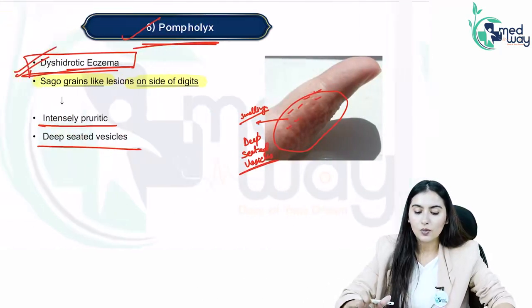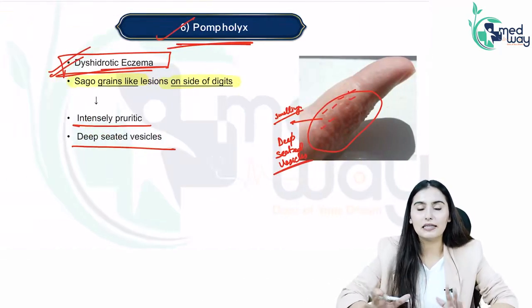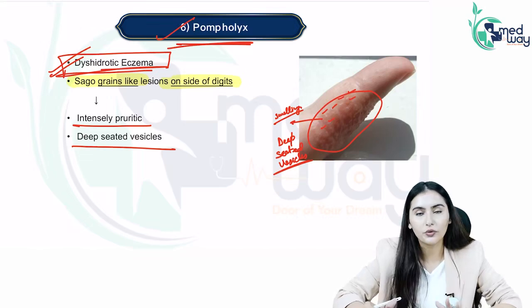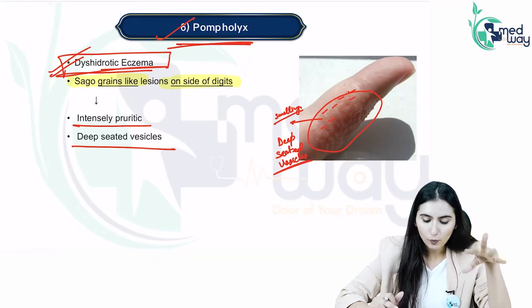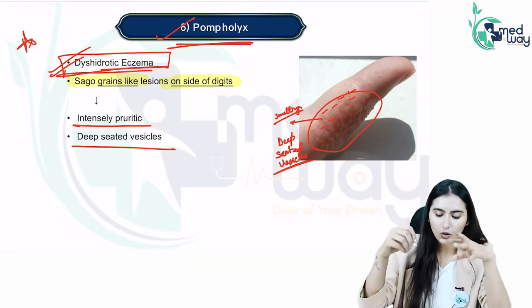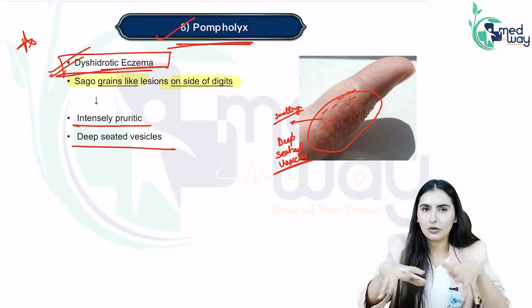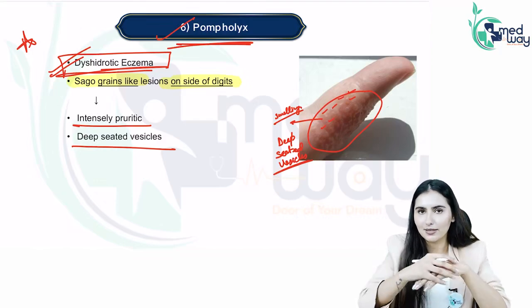All right, so with that, we finish eczemas altogether. This is all you need to know. Some exogenous eczema, some endogenous eczema. Don't do a PhD in this. Just read what is written over here, and that will be it. That's all you need to know about eczemas.